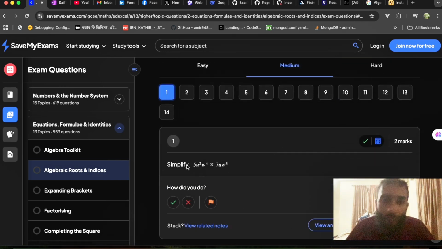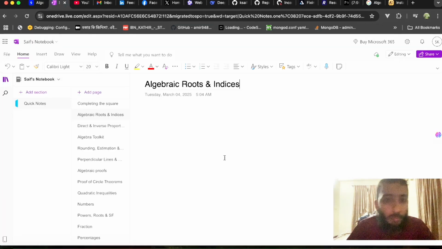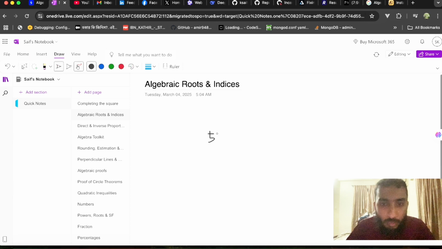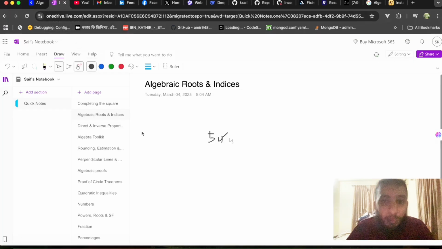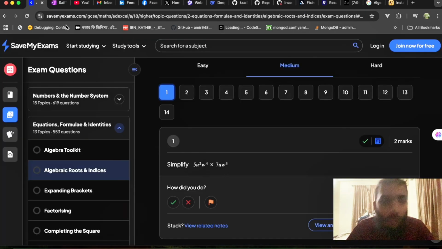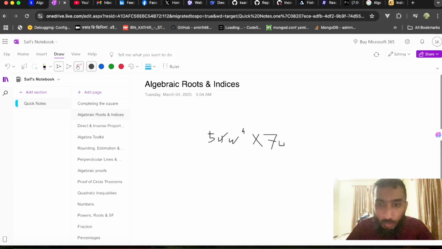If I focus on the first problem, you have to simplify this expression, which is 5u square w to the power 4 multiplied by 7u w cube. So if I use my notepad and my pen tool, the expression is 5u square w to the power 4 multiplied by 7uw cube.